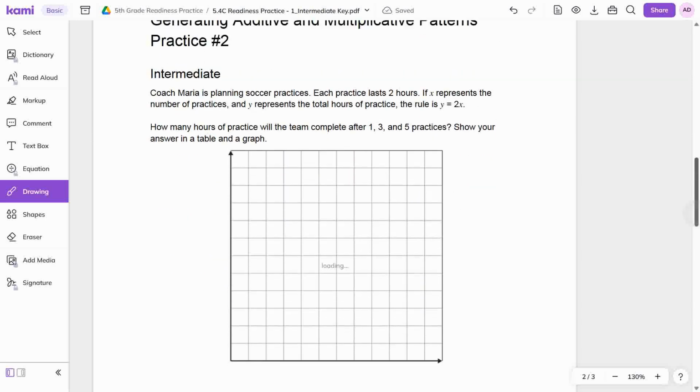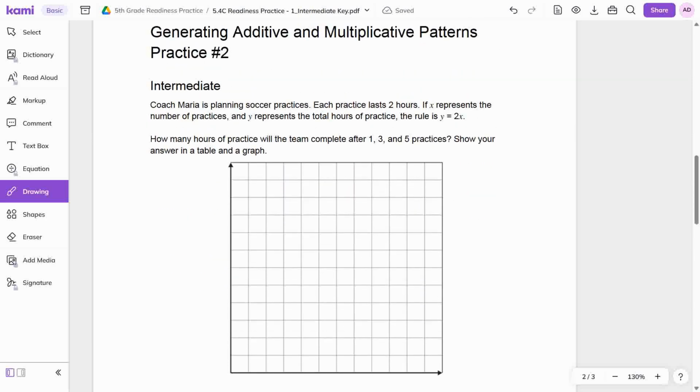Now that last one was a table. For our second problem, we are looking at a graph here. So Coach Maria, we have some practices here, and our rule is y equals 2x. Now, we have a blank graph. Our x-axis always goes side to side. Our y-axis always goes up and down. So we need to find how many hours of practice the team will complete after 1, 3, and 5 practices.